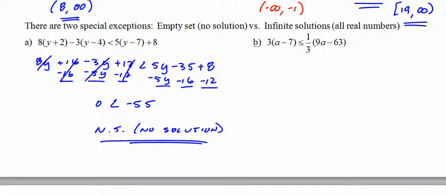And over here, more distribution. 3a minus 21 less than or equal to 3a minus 21. That's all reals. I'm not doing any more. They're both identical, so I can put any number and it's going to work.